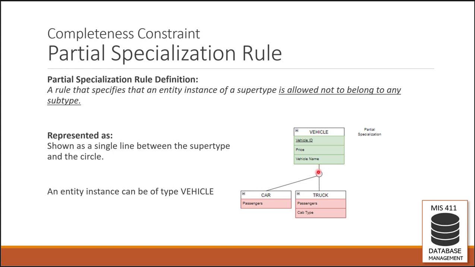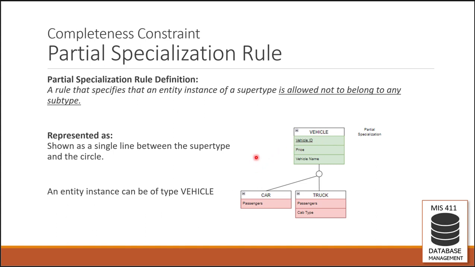So you may realize this is actually the default. Partial specialization is the default. You know that generally when we've represented supertype and subtypes, we have a single line between the supertype and the circle, right? So by default, you have a partial specialization. And what that means is essentially, if you wanted to define a car, a Ford Focus or whatever, you would make it as an entity instance of the car. If you wanted a Ford F-150, you would make it an entity instance of a truck. Now, if you had a motorcycle, because we don't have a motorcycle here, you would make it as an instance of a vehicle, right? Partial specialization allows you to basically define something as the supertype itself, okay?